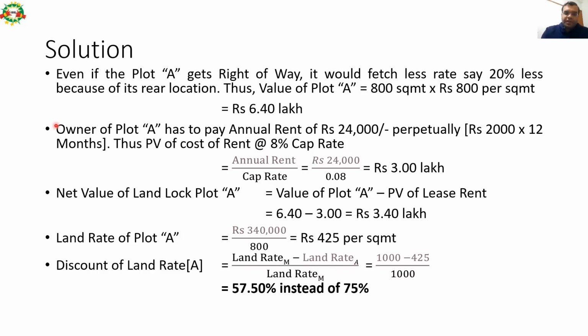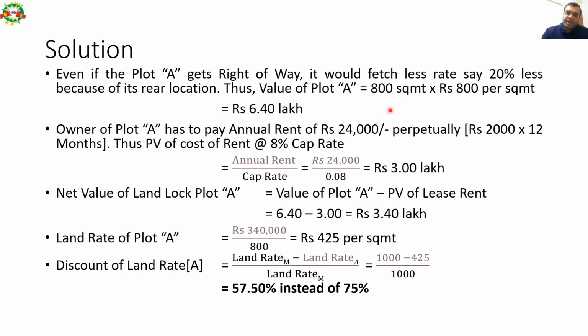So it is given in the question that 1000 rupees per square meter is the land rate for the locality. However, this plot is a rear plot. It is not abutting the main road. So because of the location of this plot, we can assume a 20% discount on the market land rate. Let us assume this plot has a land rate of 800 rupees per square meter after getting right of way.